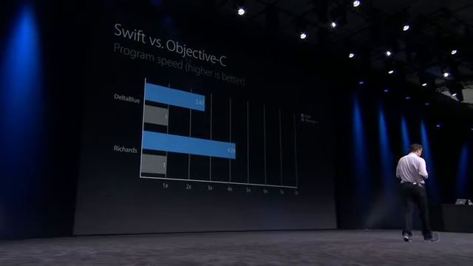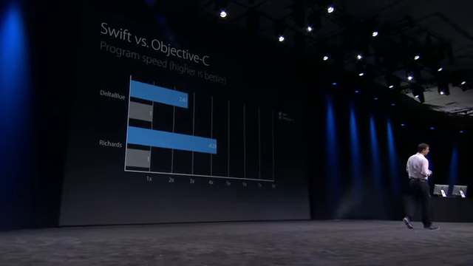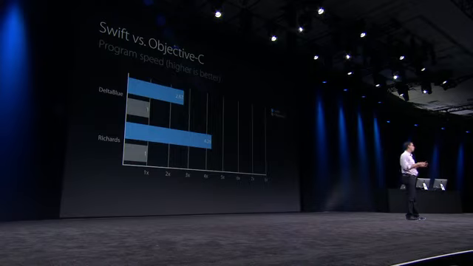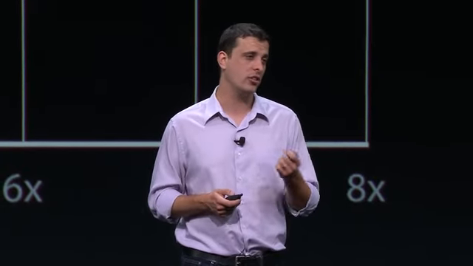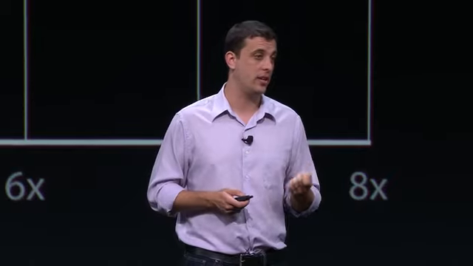Okay, now I want to talk about something different. I want to talk about a new compiler optimization mode called whole module optimization that can make your programs run significantly faster. But before I do that, I'd like to talk about the way Xcode compiles files.